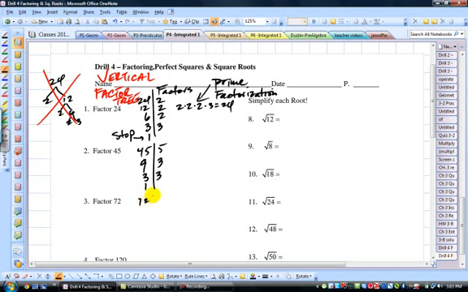Let's try 72. Take it off to the side. Draw that vertical line. Pause, play and go. Well, I didn't say it correctly. Press play and go.